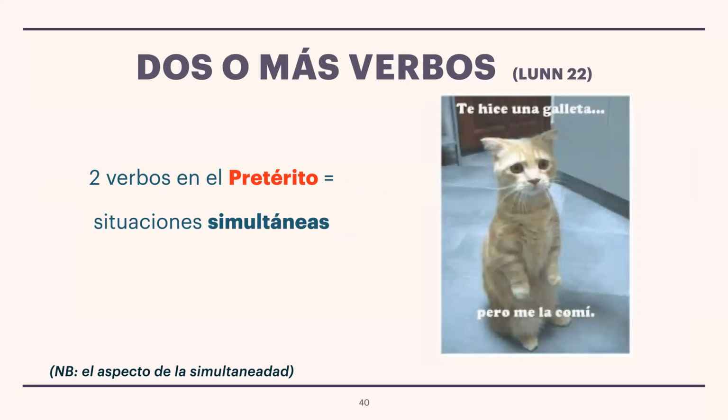Según Lunn, cuando hay 2 verbos en el pretérito, indica situaciones simultáneas que ocurren al mismo tiempo. Este gatito dice, te hice una galleta, pero me la comí. Hizo la galleta y se la comió. Right? Ocurrieron simultáneamente, in the same time frame. So esto indica el aspecto de la simultaneidad.